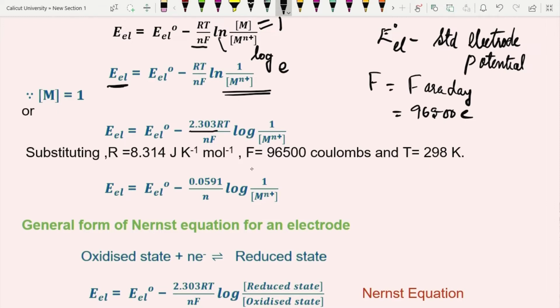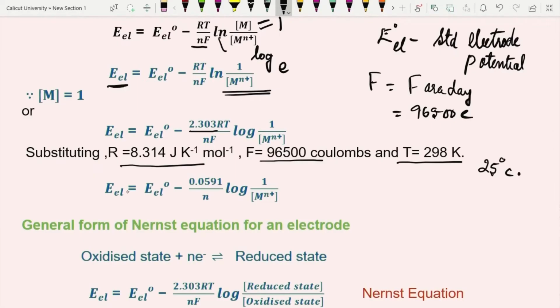Now, we all know that R is the universal gas constant and its value is equal to 8.314 joules per Kelvin per mole. And Faraday, as I have told earlier, is equal to 96,500 coulombs. Now, one more factor we were saying was temperature. If the temperature is fixed to 298 Kelvin, that is 25 degrees Celsius, then all these except n become constants, because n depends upon what type of electrode reaction is going on.